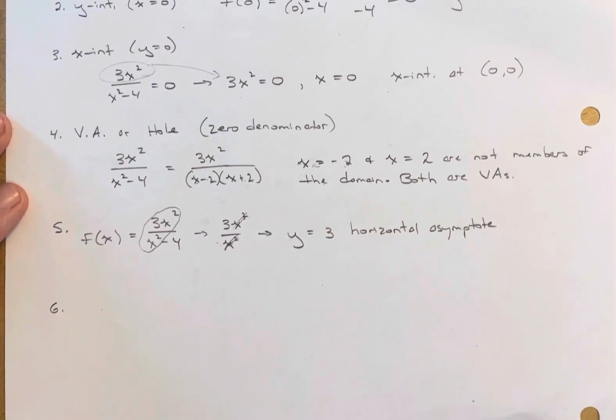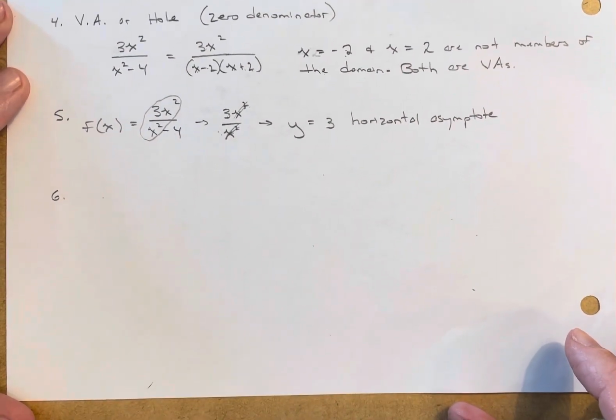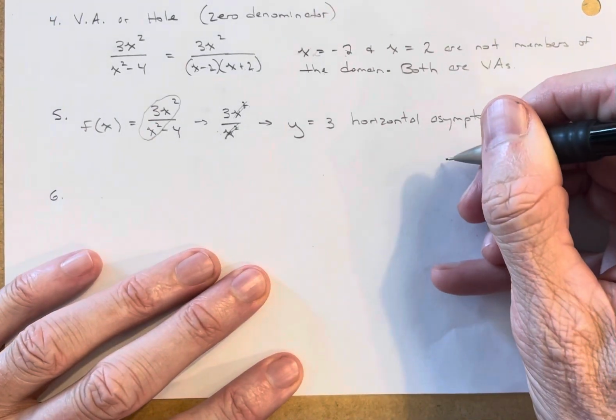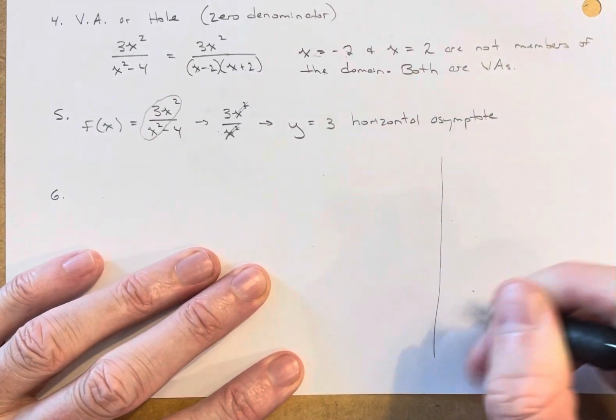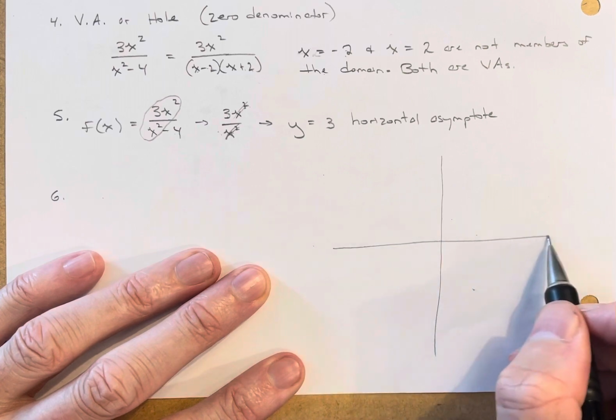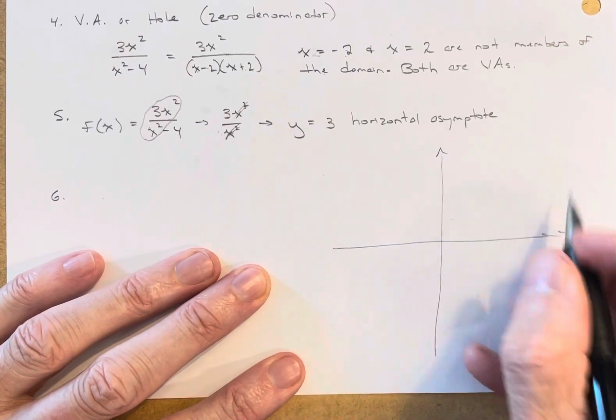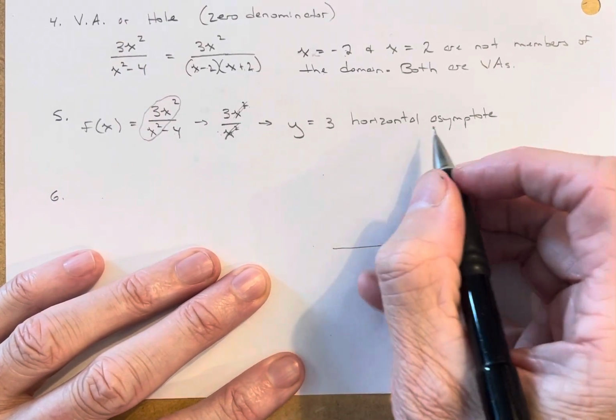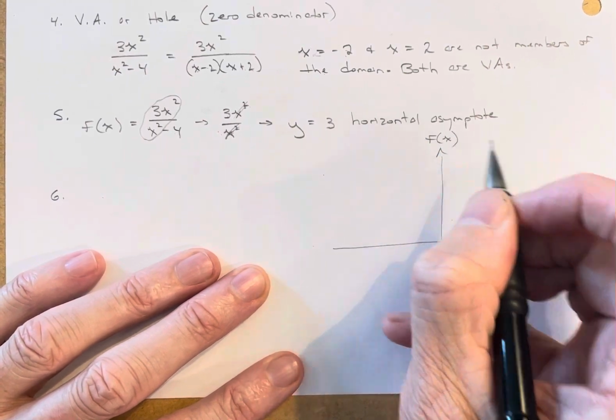So I'll do that with number 6. Let's first sketch the graph. I've left myself a little bit of space here. Let's come over here and sketch what we know, and then we'll sketch a few points. So here's x, and here is f of x.